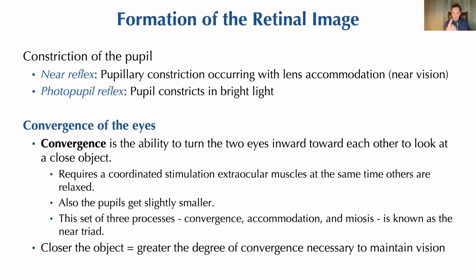Convergence, which I was just kind of showing you, and you can practice at home on one of your loved ones by moving your finger closer and closer in, is where you turn the two eyes inward to look at a close object, all right? Convergence requires your extraocular muscles to work and function similarly, okay? And so your pupils will get a little bit smaller. Convergence, accommodation, and miosis is the triad, all right? The near vision triad. The closer the object, the greater convergence we need to maintain vision.